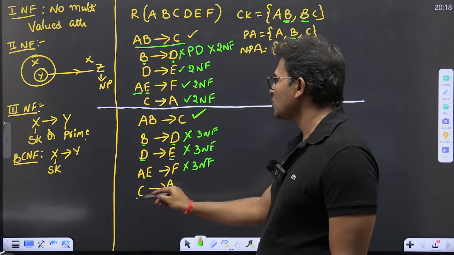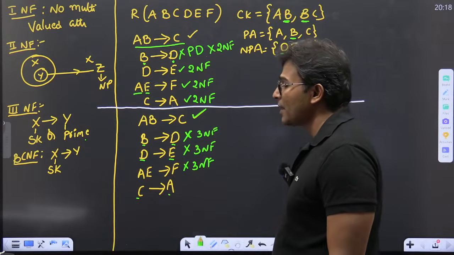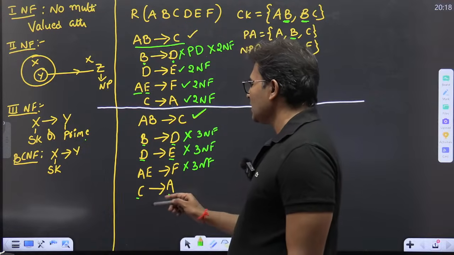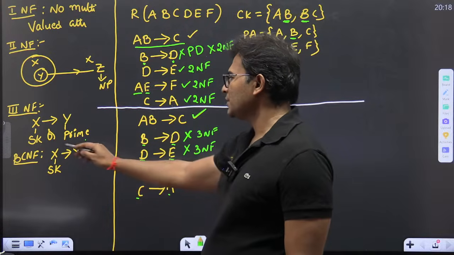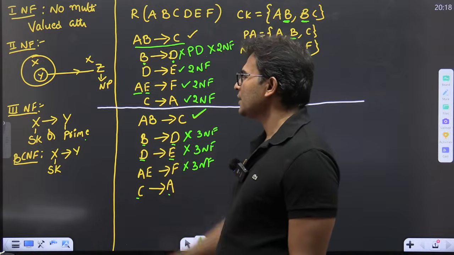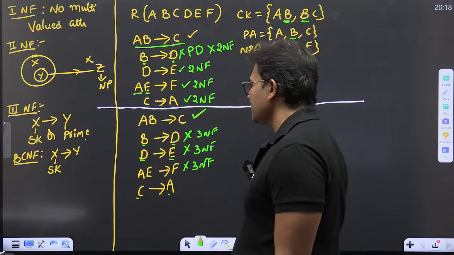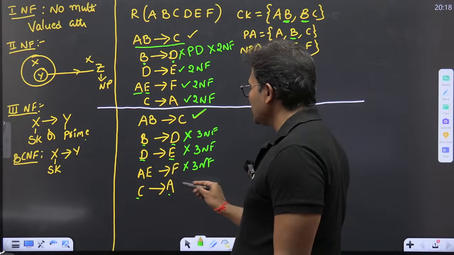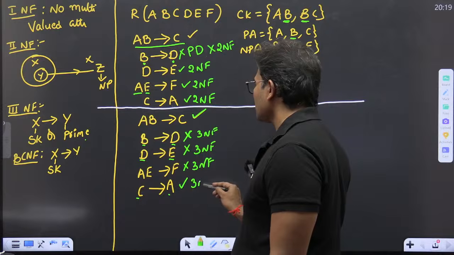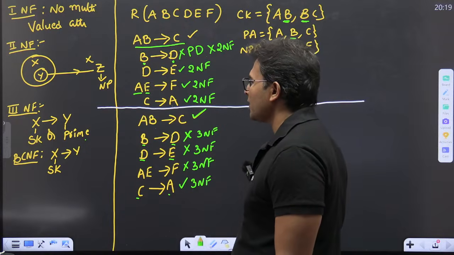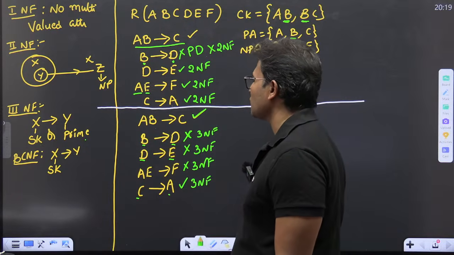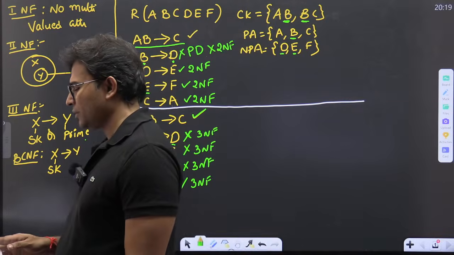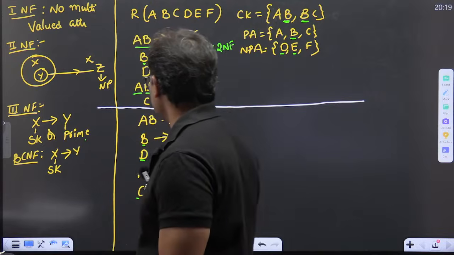And here the left side is not a super key but the right side is a prime attribute. So since the right side is a prime attribute, what is the condition? The left side has to be a super key or the right side has to be a prime attribute. Since the right side is a prime attribute, this is in the third normal form. Now you can also test for BCNF.